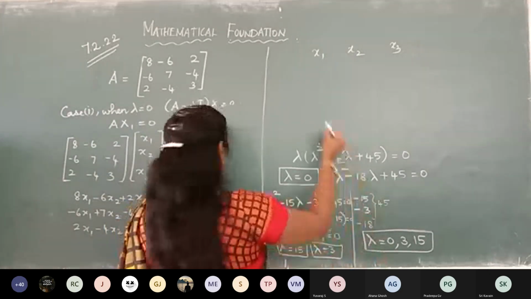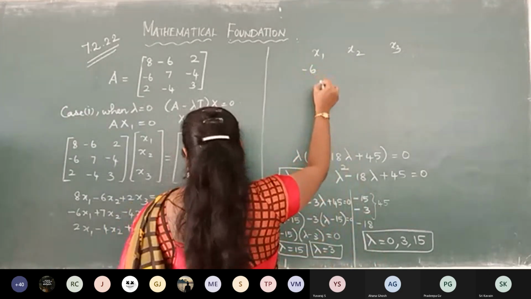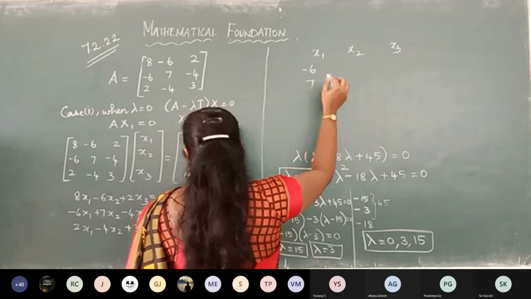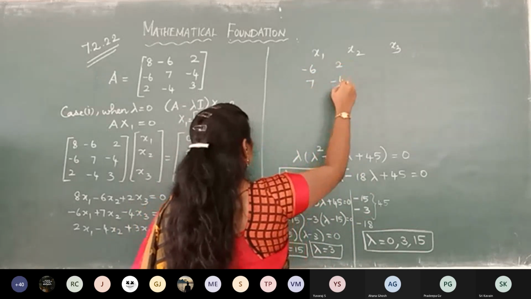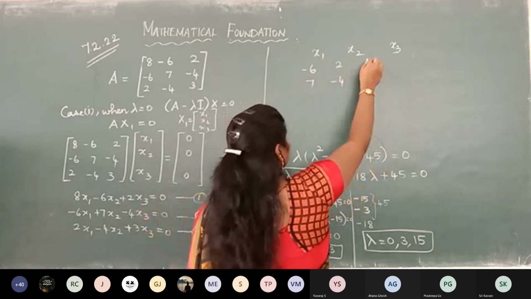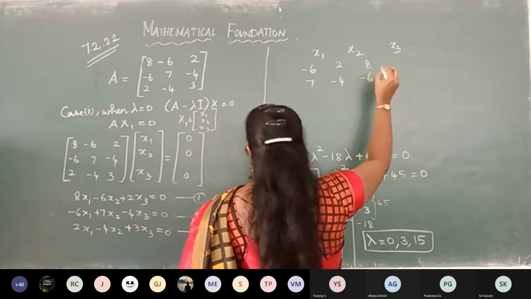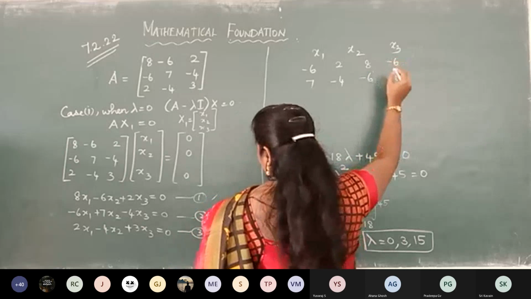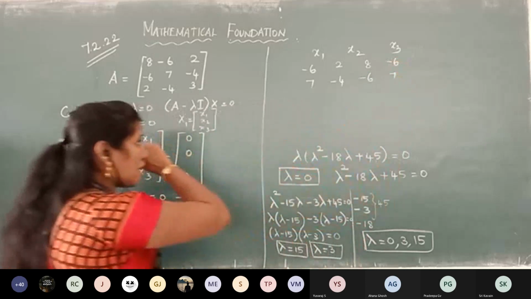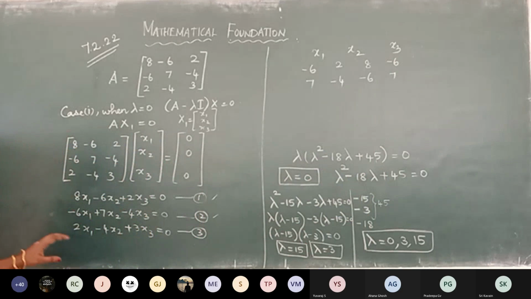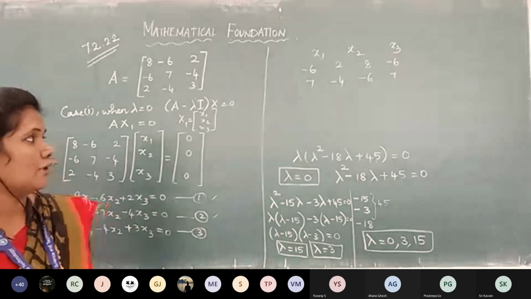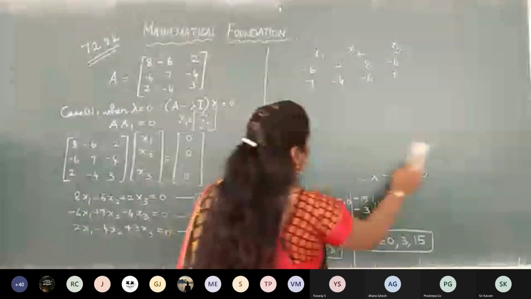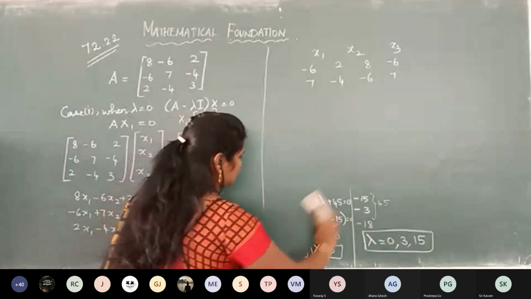So we will start with the coefficients: minus 6, 7, 2, minus 4, 8, minus 6, minus 6, 7. Whatever value you start with, you will finish with it, but write it down correctly. Minus 6, 7, 2, minus 4, 8, minus 6, minus 6, 7. See to it that you're writing the values correctly. If you go wrong in writing it down, you'll go wrong.